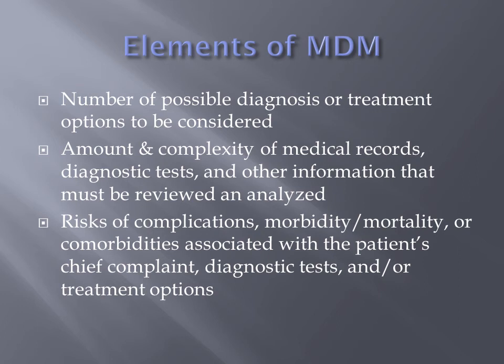The elements of medical decision making: you're going to need to know the number of possible diagnoses or treatment options to be considered, the amount and complexity of the medical records, the diagnostic tests, and other information that must be reviewed and analyzed, and the risk of complications. This includes morbidity, mortality, or comorbidities associated with the patient's chief complaint, diagnostic tests, and/or other treatment options.